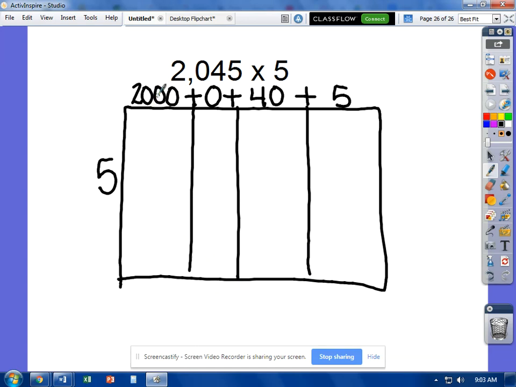In this first box, 2,000 and 5 will meet. So I'm going to do 2,000 times 5. I can take away all my zeros and make it an easy math problem of 2 times 5. That gives me 10. But I did take away 3 zeros, so I need to add those 3 zeros back. 1, 2, 3, and I get 10,000.